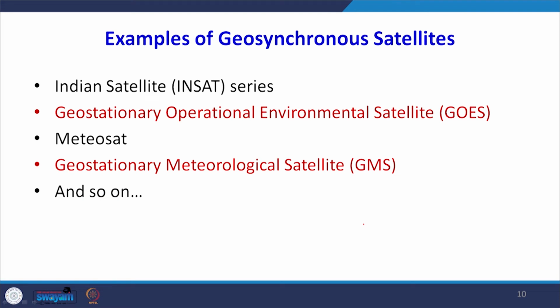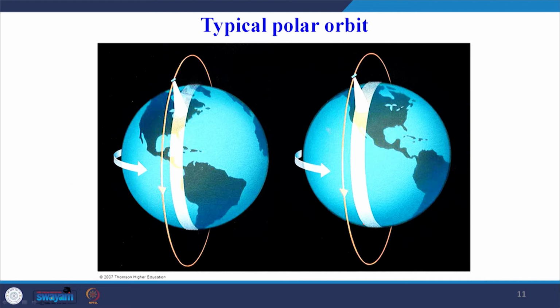Some examples of Indian satellite, for example, is INSAT, the geostationary operational environmental satellite is known as the GOES, then there are the Meteosat satellites and GMS and so on. The list is also here very long because many countries have launched their own geosynchronous satellites.